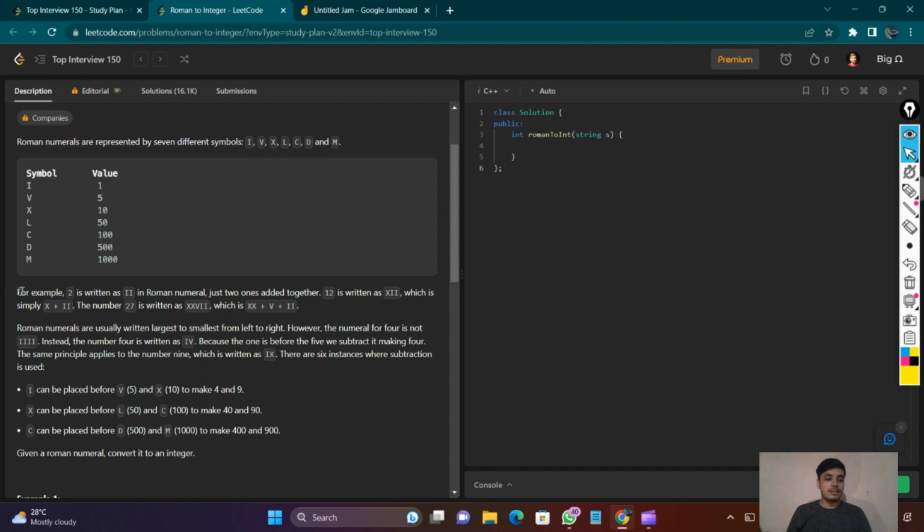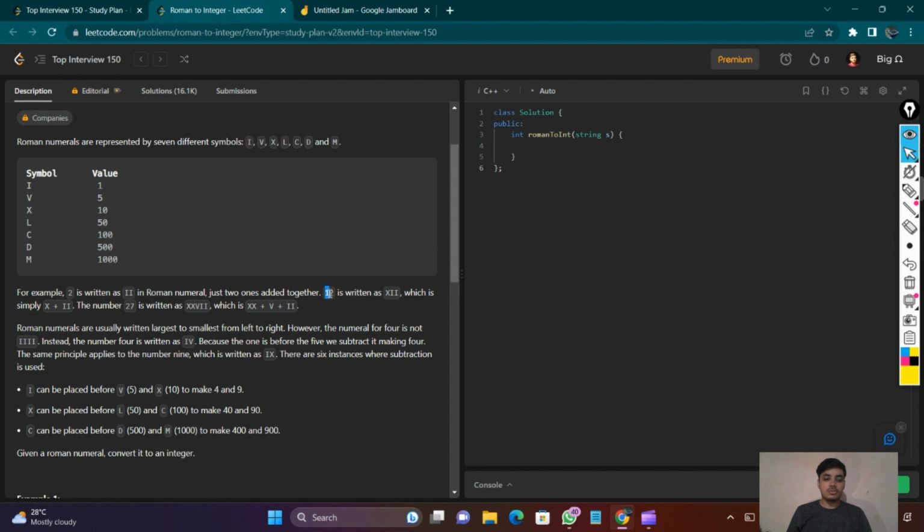Now let's see the extra message it has given. It gives an example to make us understand. Let's assume for example 2, which can be written as II. Here the I value is 1, and there are 2 I's, so the value is equal to 2. So you are adding I plus I. In Roman numerals, just two ones add together.